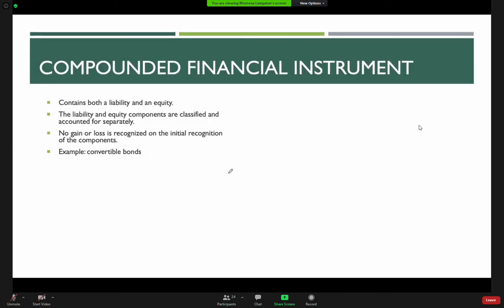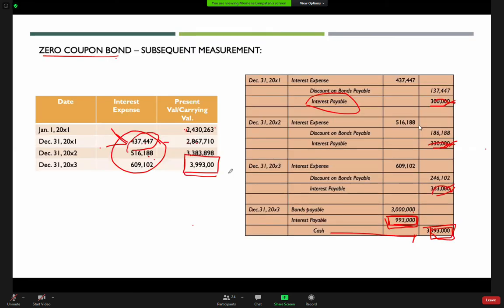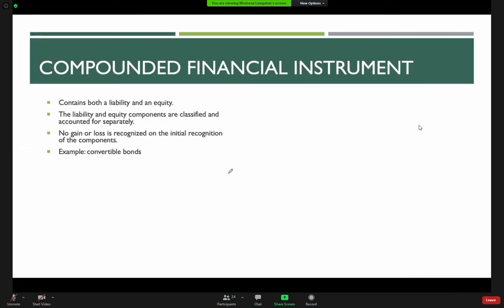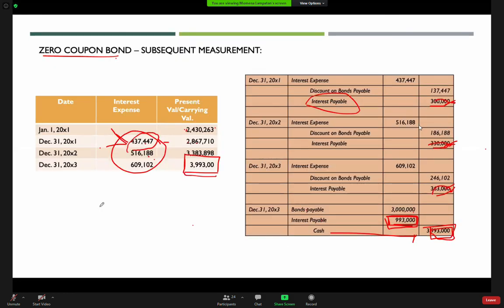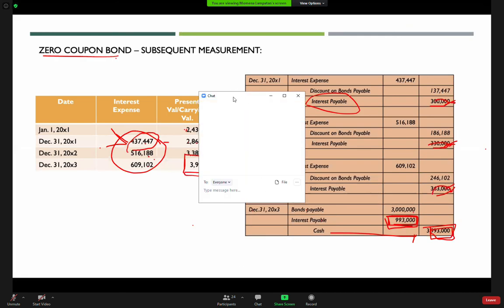Okay, no question. Okay, so we're going to end here. Magkakaroon muna tayo ng activity, before we go to the compounded financial instrument, activity muna tayo dito up to this topic lang. So since wala tayong klase sa Thursday, hindi ko alam kung sure na yun or hindi pa, pero parang wala.